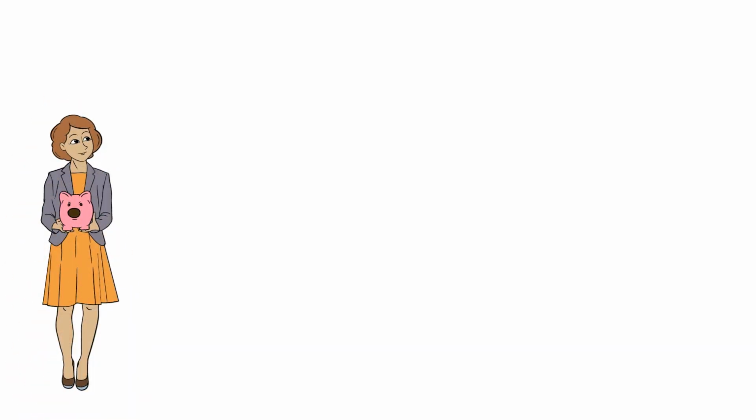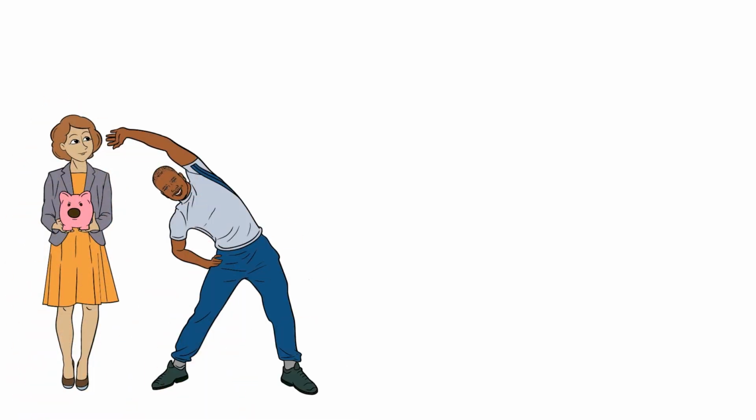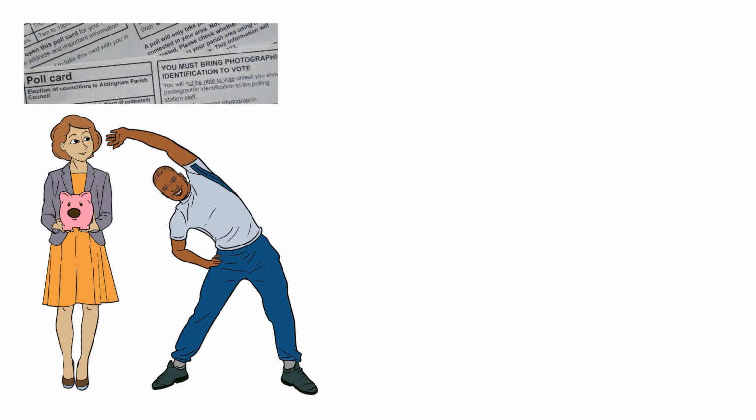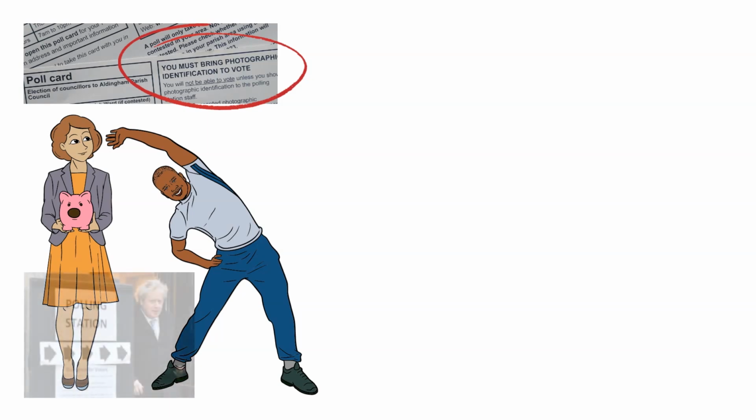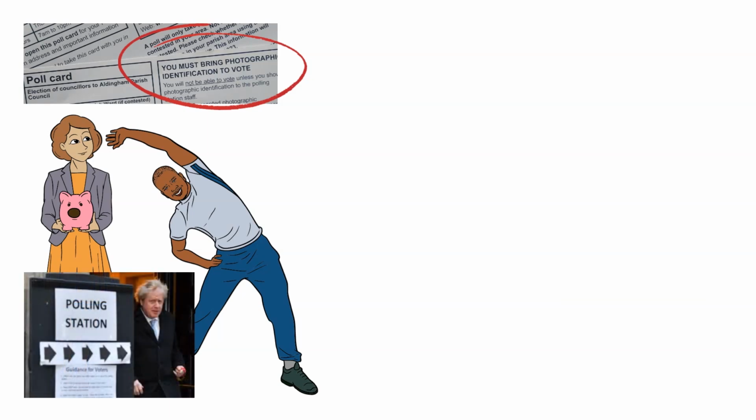But let's assume that we can't afford to go on holiday and we've all been taking great care on our stairs recently. You're going to notice that at the top of the card, it says that you must bring photographic ID to vote. This is super important. Even Boris Johnson, the man who brought in this policy, forgot his ID last election and was refused the right to vote. So you need your ID.